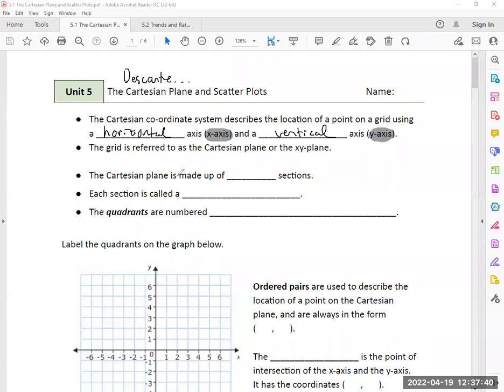The Cartesian plane is made up of 4 sections. So top left, bottom left, bottom right, top right. Yes, it goes in that direction. Each section is called a quadrant. The Greek Latin root word for quadrant is quad or quarter, right? So 4.